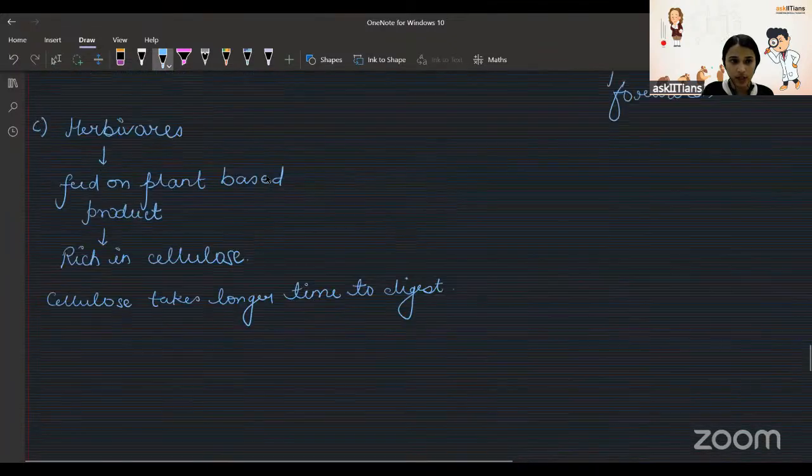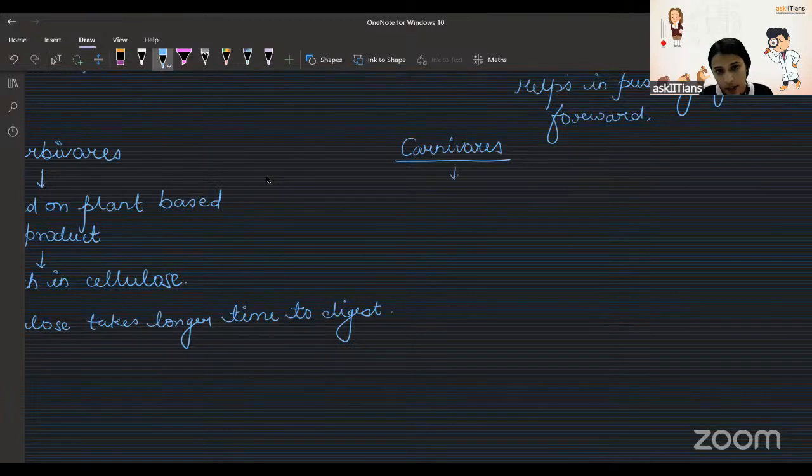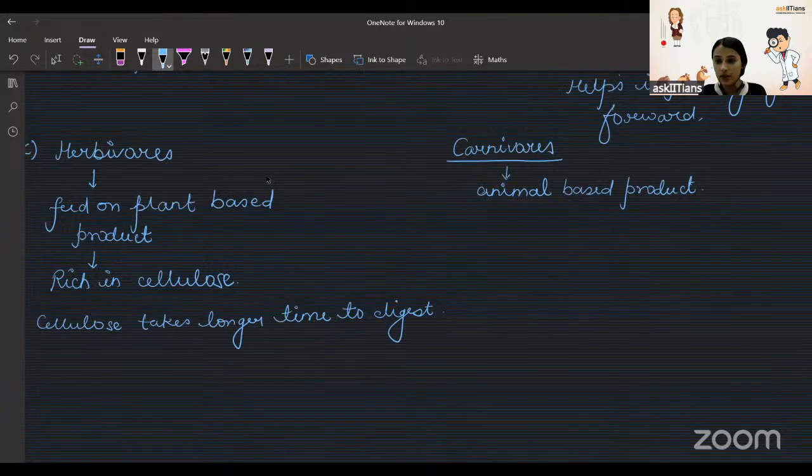If I talk about carnivores, so carnivores basically eat animal-based product, right? Carnivores eat animal-based product, and in animals, the cell walls are absent, right? So here the digestion is easy and it will occur in very small interval of time. Okay, so that's why carnivores have a small intestine. So the length of small intestine will depend upon the type of food. Herbivores eat plant-based products which are rich in cellulose, and cellulose takes longer time to digest. That's why they have longer small intestine in comparison to your carnivores. Okay.